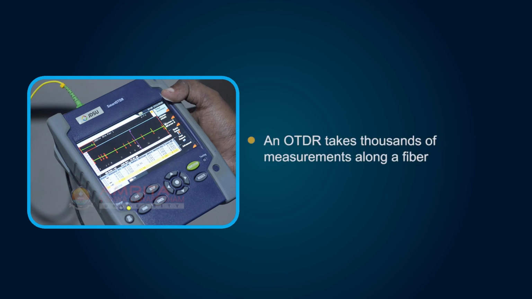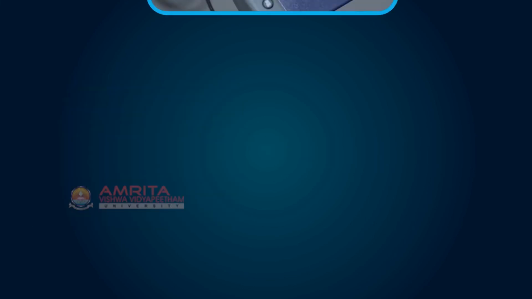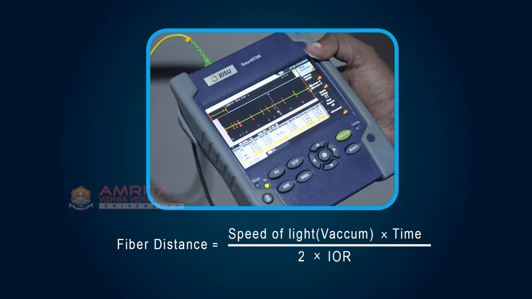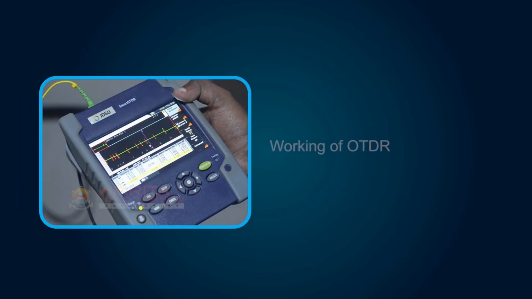An OTDR takes thousands of measurements along a fiber. An OTDR calculates the fiber distance by calculating the speed of light in vacuum and time, divided by the index of refraction. Working of OTDR.